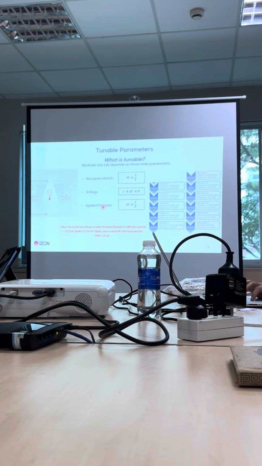And the third one is applied pressure. The applied pressure pushes the particles through the nanopore quickly, which means it reduces the time of the measurement. But when the pressure is too high, the same particles will make less blockade in the same nanopore. We can see it's also a negative proportion. And we provide different sizes of nanopore for different measurements. For example, you see here the NB100, NB150, and NB200.